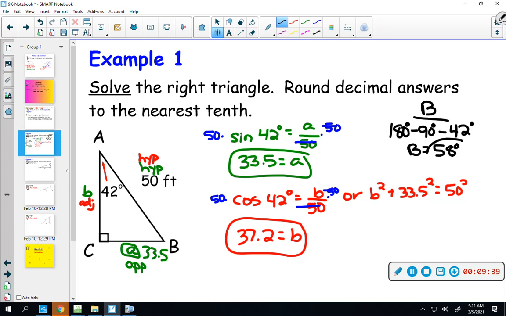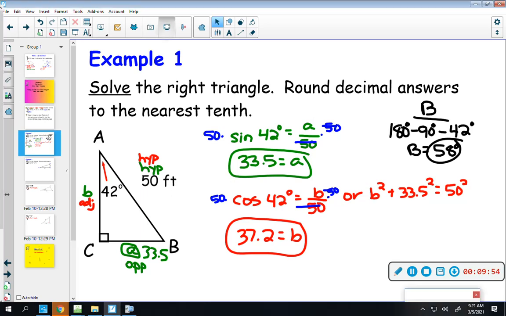Got it. So I have 1, 2, 3 answers. I'm done. We have every piece of the puzzle on this triangle. So like I said, I'm not teaching you anything new. We all know SOH-CAH-TOA, okay? It's just more pieces on the picture that you have to find.